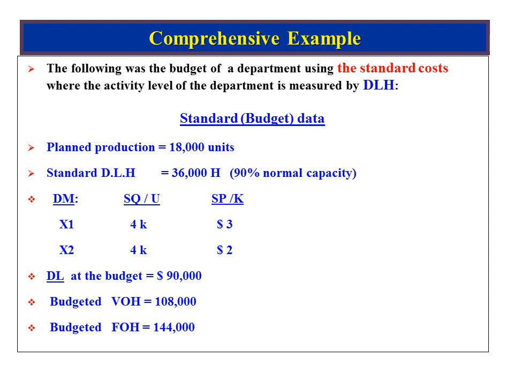And direct labor cost according to the budget, $90,000, and budgeted variable overhead 108,000, and budgeted fixed overhead 144,000. This is my standard, or what should be according to my budget. Okay, after finishing standard, we will speak about the actual costs.